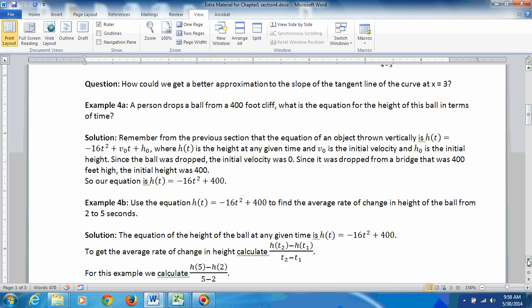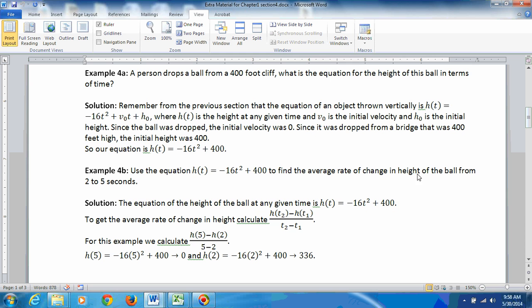Now what they want us to do with this is find the average rate of change in the height of the ball from 2 to 5 seconds. Well, that's back to what we were doing a little bit ago. Put the 5 into the function. So it would be negative 16 times 5 squared plus 400. And if you work that out, you get 0. Okay? And then put the 2 in, because that's the other time value. If I put 2 in for t, you get negative 16 times 2 squared plus 400, which is 336.